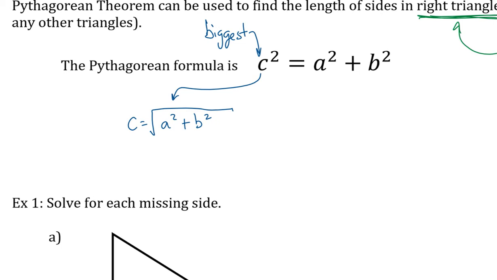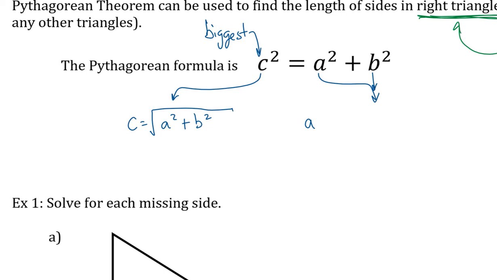So if you're looking for the longest side, then you're going to do this, okay? If you're looking for one of the shorter sides, and it doesn't matter if it's A or if it's B, if I'm looking for A, what I'm going to do is move the B to the other side. And I'm going to do that by subtracting B squared, which might seem like a strange thing to do. We have done a little bit of this before, but I don't want to worry too much about that again.